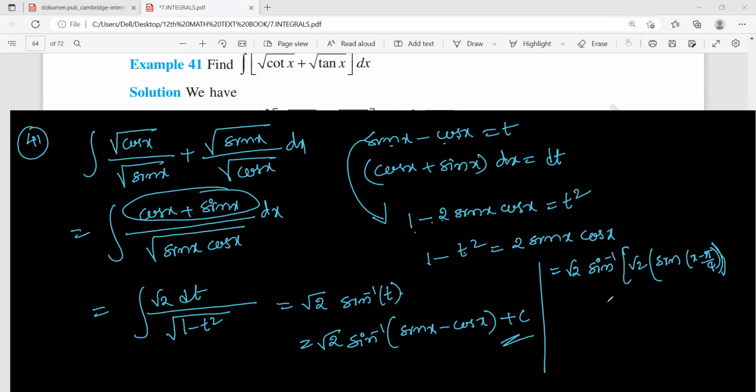Yeah, this is your answer. If you want, you can simplify and write like this. There's no problem. Got it. I multiply and divide with root 2. Sin a cos 45, cos a sin 45, 1 by root 2. Sin of x minus pi by 4. Okay, got it?